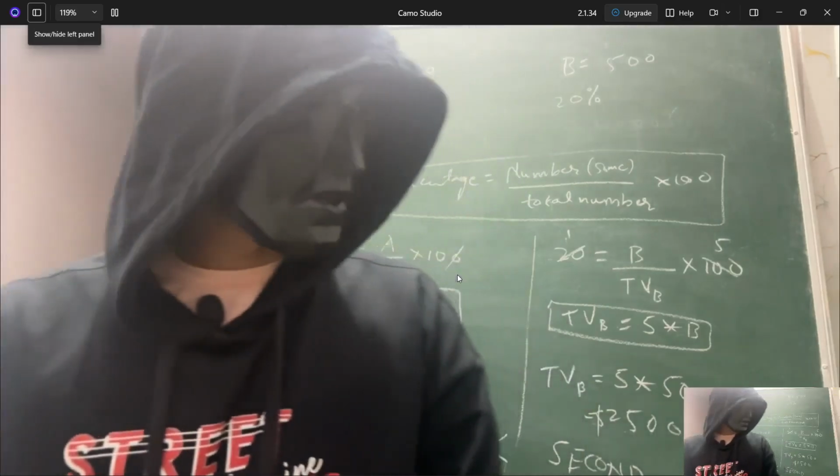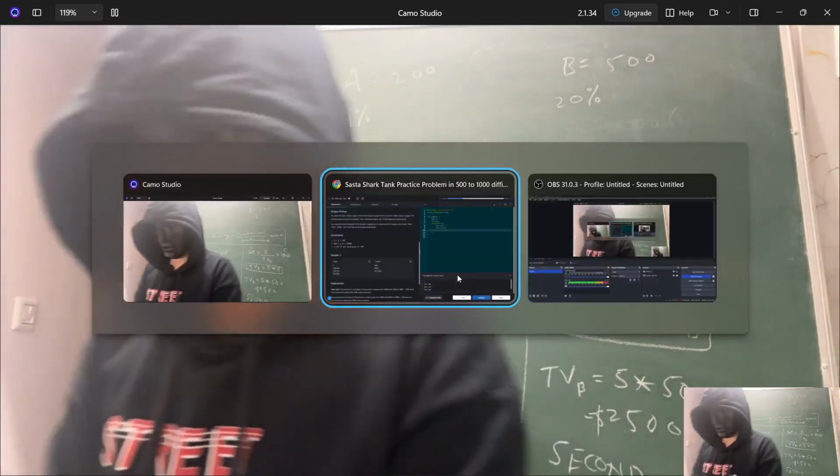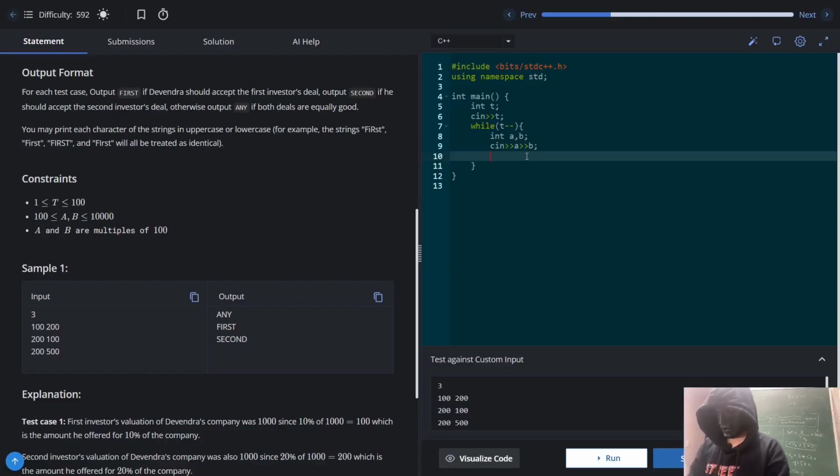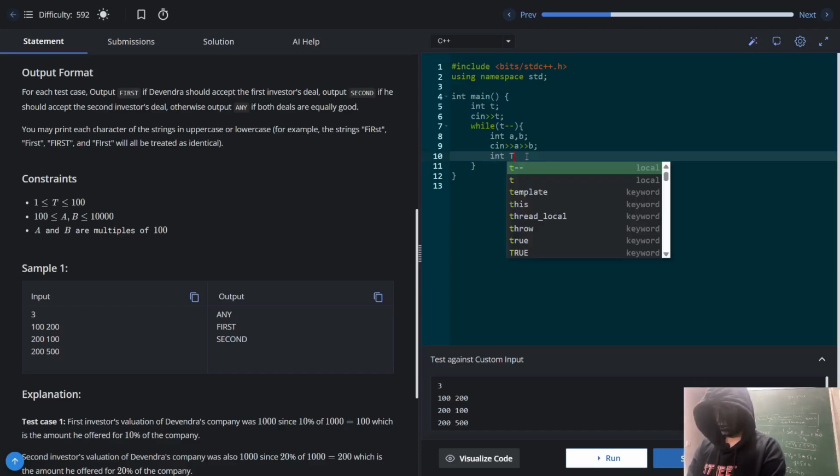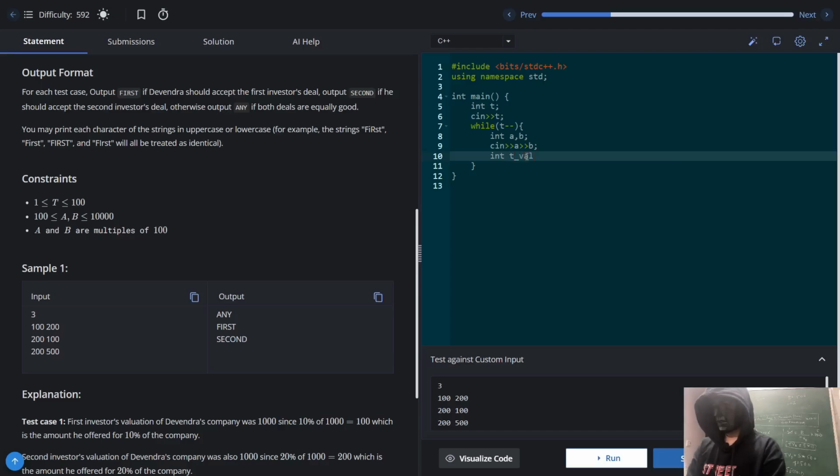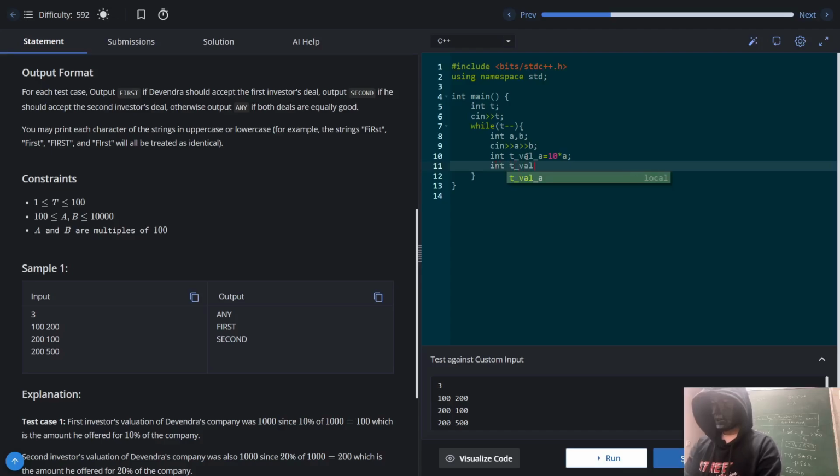I think you got the problem statement. Let's try to code it up. So A and B they given, so we'll have to find total valuation if he chooses company A. In formula we have seen, it is 10 into A, so we'll have to write 10 star A. Total valuation if he chooses investor B, that will be 5 into B.